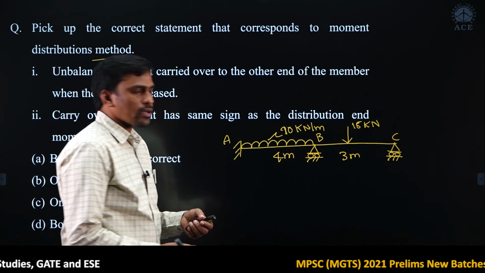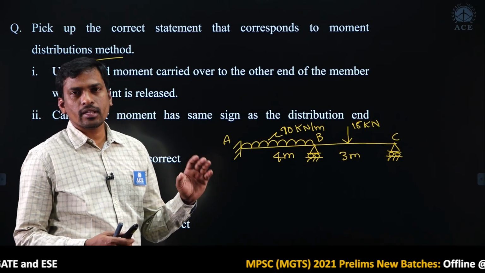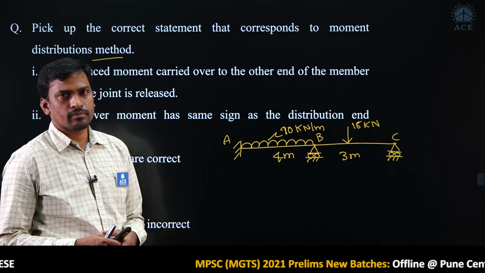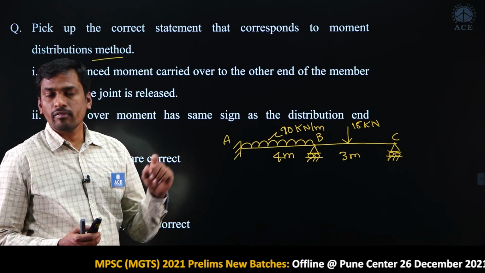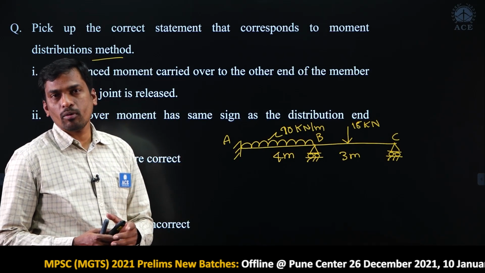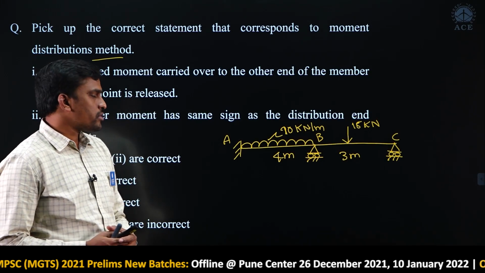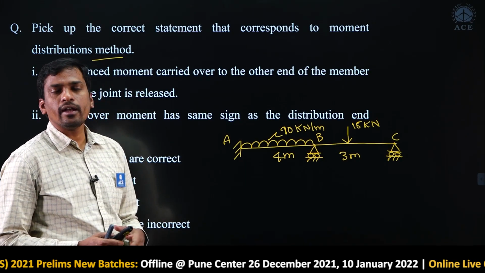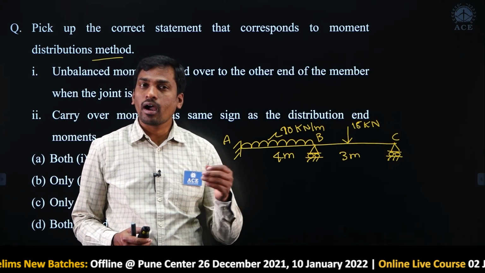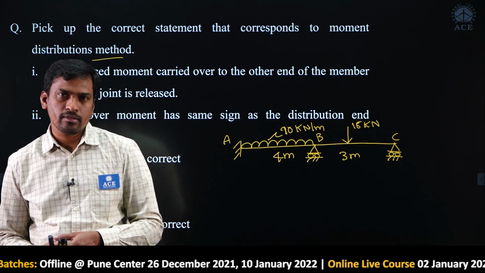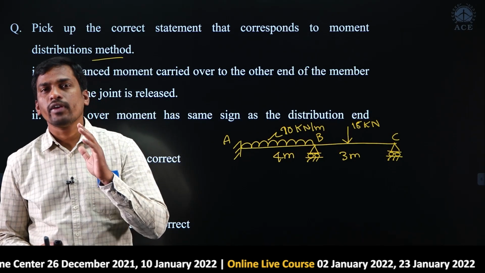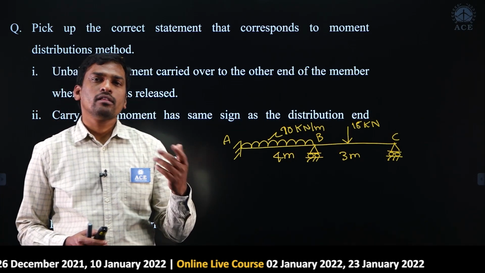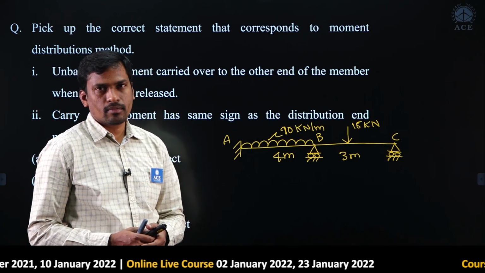What is step number 1, students? We have to find the distribution factor. After finding the distribution factor, what is step number 2? We have to find the fixed end moments, right? Then students, to find the fixed end moments, we have to assume all supports are fixed supports, yes or no. We assume all supports are fixed, then we find the fixed end moments.